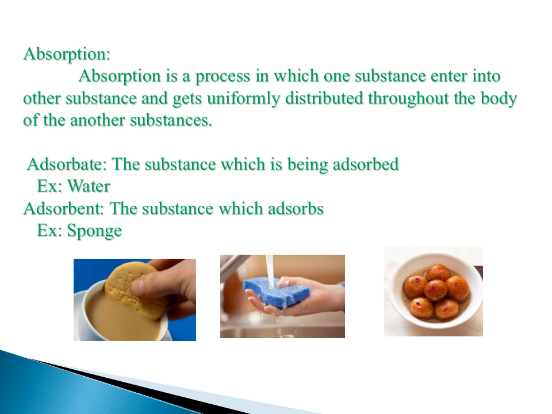We prepare gulab jamun at home. First we fry the gulab jamun in oil. After that we put it in sugar syrup. What will happen? Sugar syrup is completely spread over the gulab jamun. Similarly, when we immerse a sponge in water, what happens? Here water is uniformly distributed in the sponge. From the above examples, we have two substances each time: tea and biscuit, gulab jamun and sugar syrup, and sponge and water. Here one substance absorbs another substance. This process is called absorption.